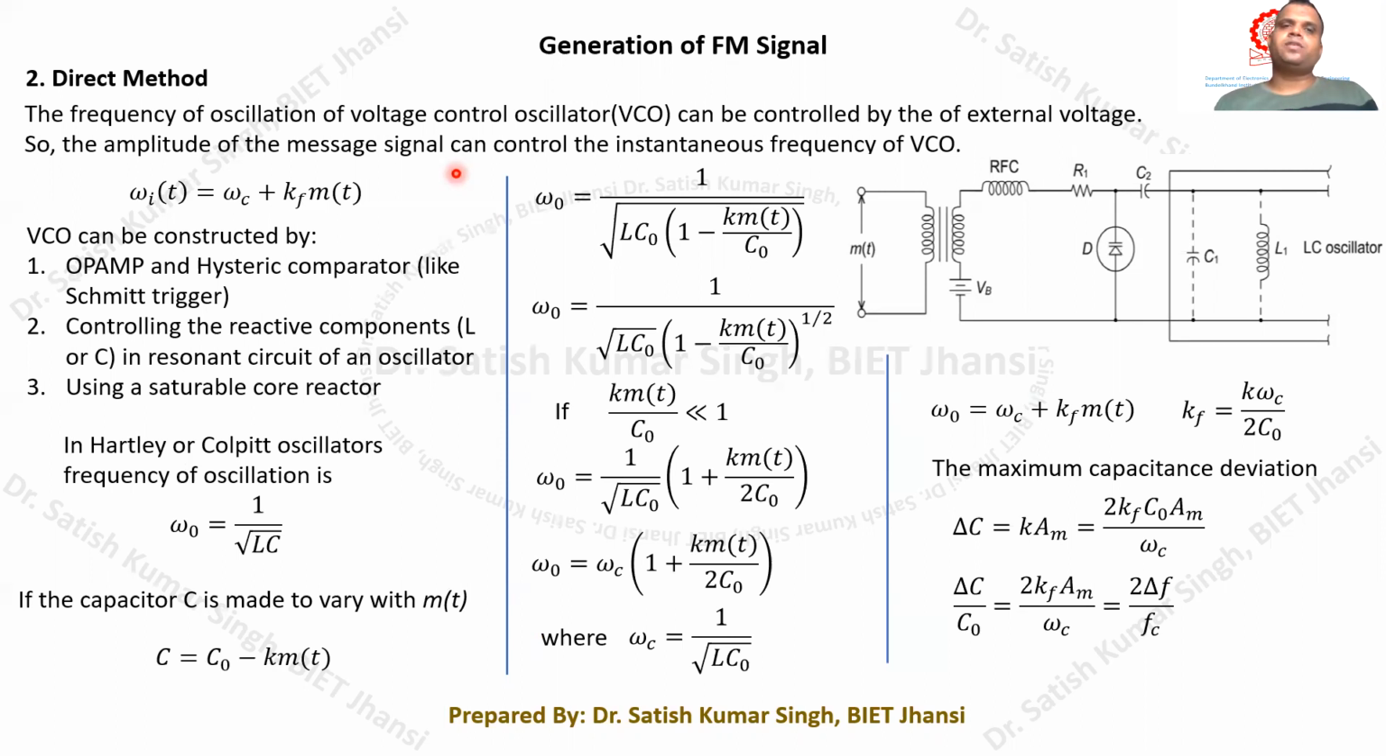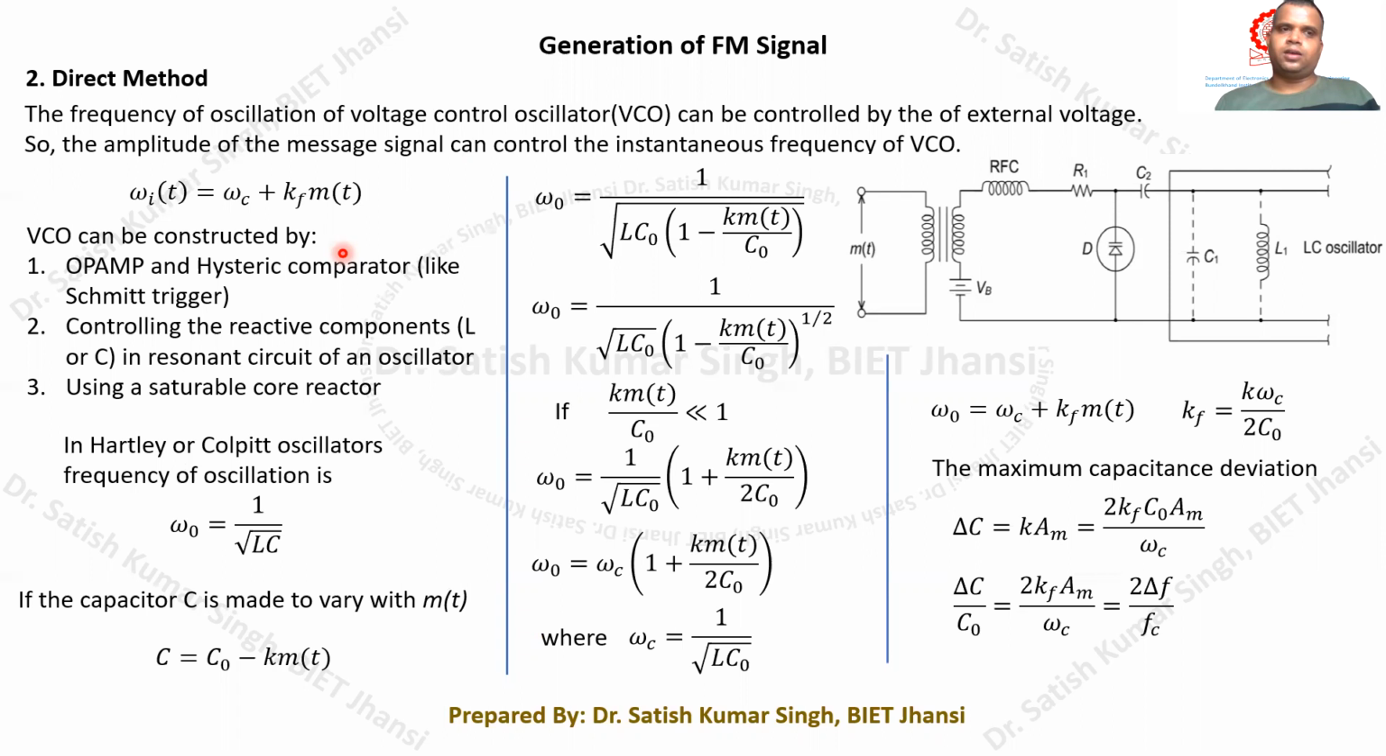So let's try to see. You will find that there are three different ways of generating the FM signal. The first one is an op-amp circuit in which we have a hysteresis comparator. Those from an electronics background must have studied in analog circuits the Schmitt trigger op-amp circuit. That circuit can also be used for the generation of the FM signal.